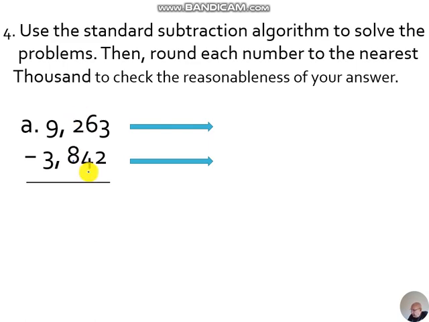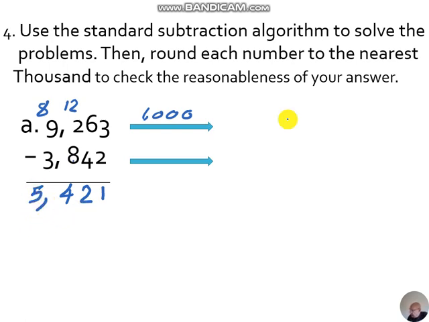Let's subtract here. Here I'm going to round to the nearest 1000. Okay, 3 minus 2 is 1. 6 minus 4 is 2. 2 minus 8, you can't. You borrow 1 here, and this became 8, and the 2 became 12. 12 minus 8 you get 4. And 8 minus 3 is 5.